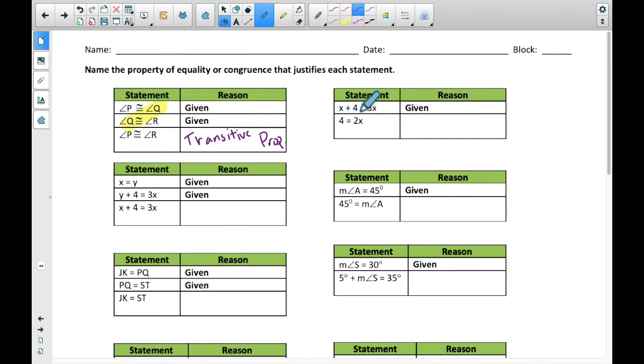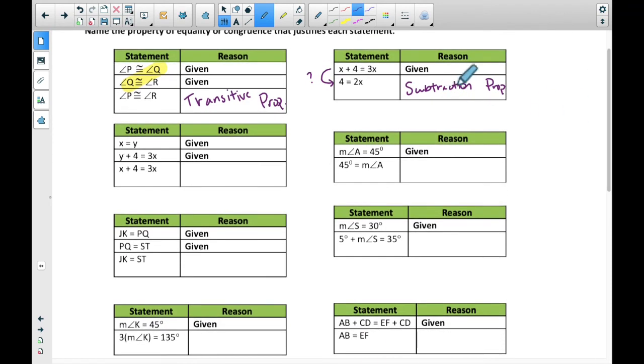X plus 4 is equal to 3x. And then we jump down to 4 equals 2x. How did we get from here to here? What did we do? Well, we subtracted an x. So this is the subtraction property. And once again, we can't abbreviate that one because subtraction and substitution are too close.